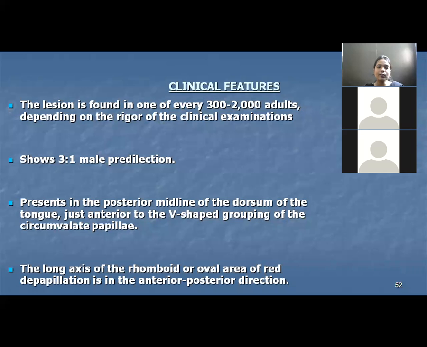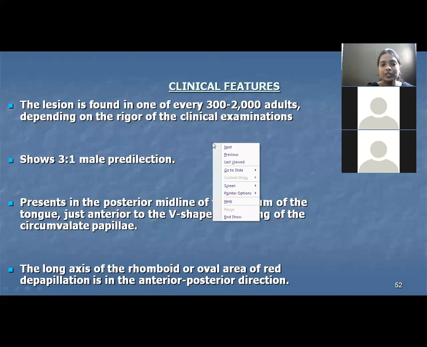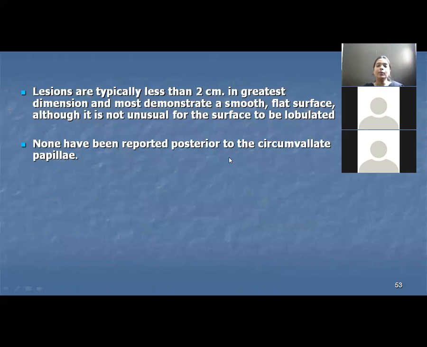The long axis of the rhomboid or oval area of red depapillation is in the anterior and posterior direction. The lesions are typically less than 2 cm in greatest dimension, and most demonstrate a smooth flat surface, although it is not unusual for the surface to be lobulated. None has been reported posterior to the circumvallate papillae because the lesion is always present anterior to the circumvallate papillae.